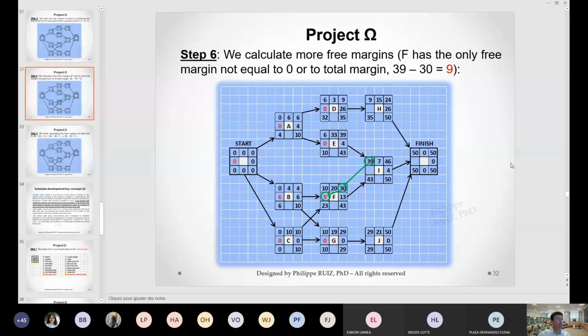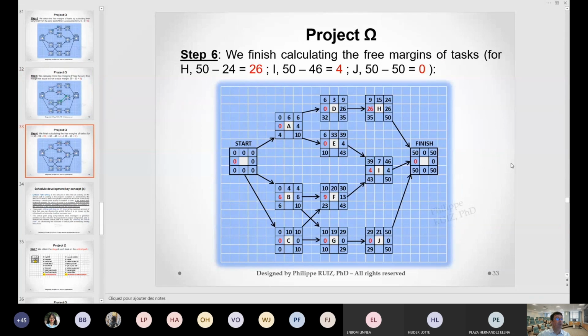Very well. So we finish computing the free margin, and now when we look at the tasks on the network, we understand which tasks have some freedom, in terms not only of whether they will delay the project or not, but now with the free margin, whether they will delay the task following them or not. That's a very important piece of information on the network. Total margin is by far the most important, but free margin is also interesting to get.